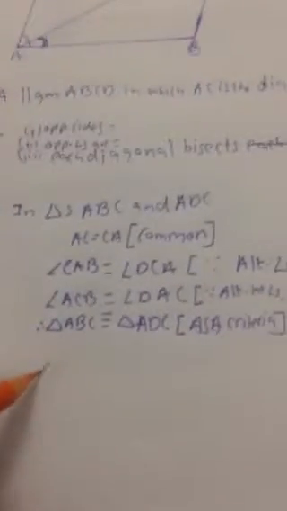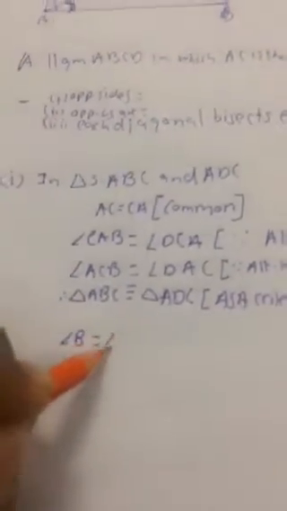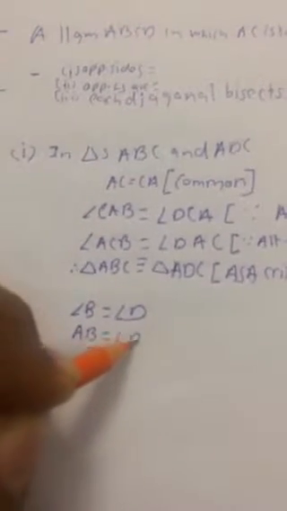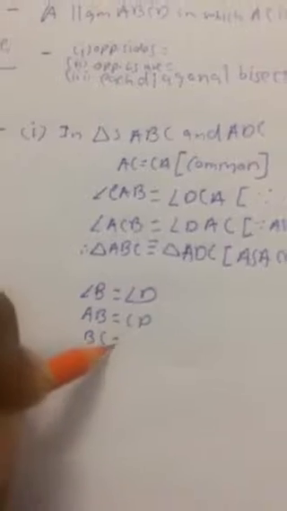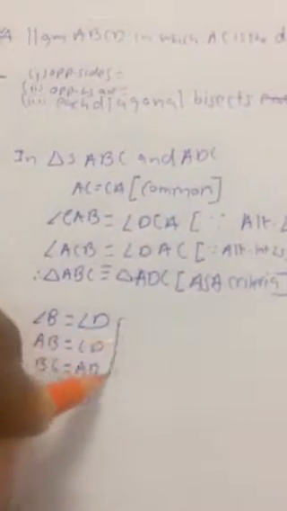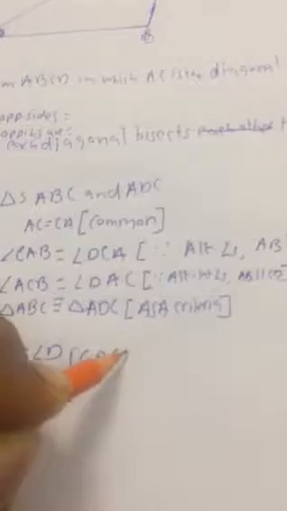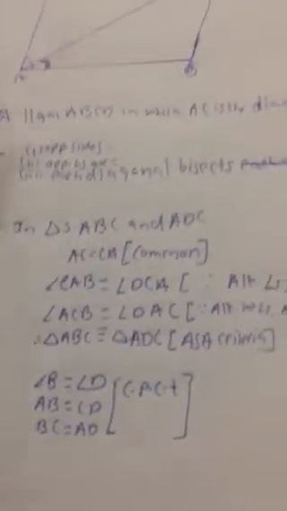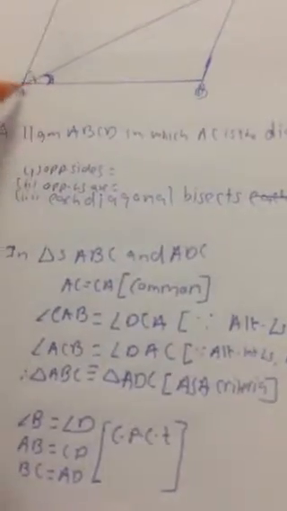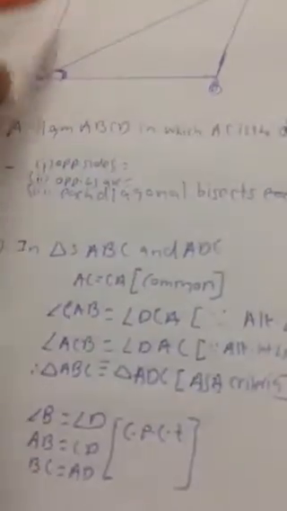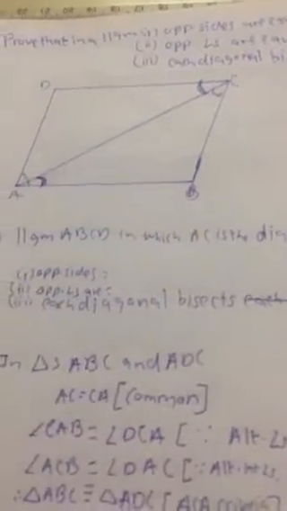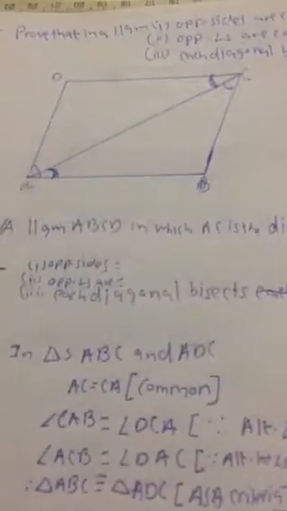Then I can say that angle B equals angle D, right? I can say that AB equals CD and BC equals AD. Why? CPCT. This means corresponding parts of congruent triangles. So angle B equals angle D, and AB and CD, BC and AD are equal. So I have got this one, opposite sides are equal, right? Because they are congruent. Angle B equals angle D.